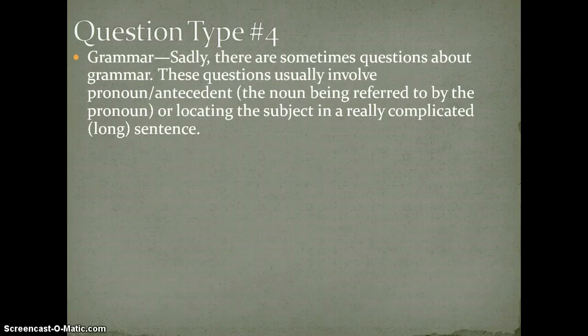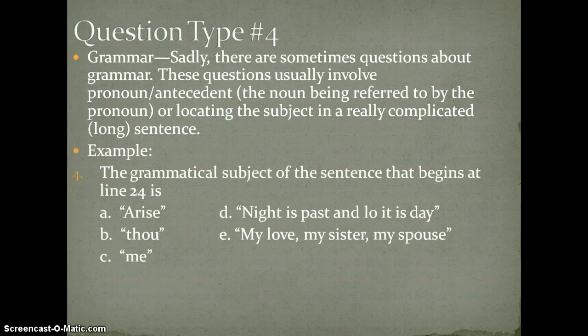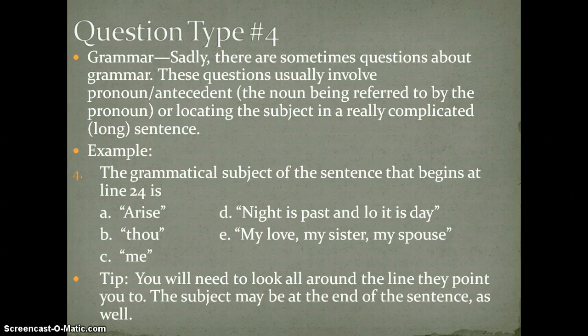Question type number 4, grammar. Sadly, there are sometimes questions about grammar. These questions usually involve pronoun antecedent agreement, the noun being referred to by the pronoun, or locating the subject in a really complicated sentence. The grammatical subject of the sentence that begins at line 24 is, and they're going to give you 5 examples. You will need to look all around the line they point you to. The subject may be at the end of the sentence as well. And you notice that this question says the sentence that begins at line 24. In many of these passages, that sentence is going to go on for about 4 or 5 lines.